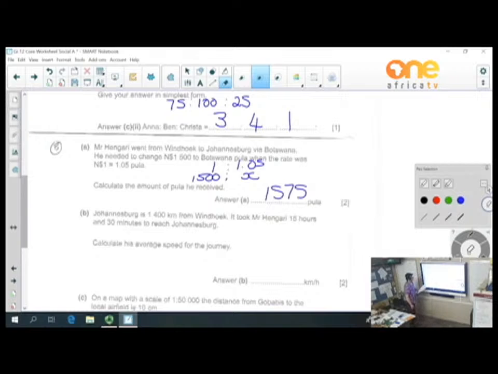Johannesburg is 1,400 kilometers from Windhoek. It took Mr. Ngani 15 hours and 30 minutes to reach Johannesburg. Calculate his speed. What is speed? Look at the triangle. Remember, this is distance, speed, and time. So what is speed? Distance over time. You'll divide the distance with the time.